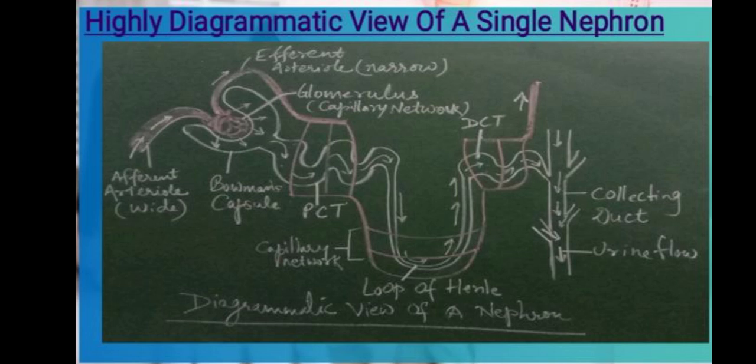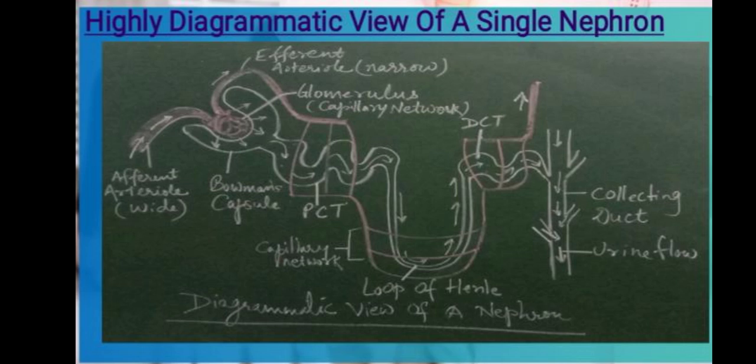This creates a high pressure situation due to which the content of the blood, including plasma and other useful substances plus nitrogenous wastes, gets filtered into the anterior end of the renal tubule, which is called Bowman's capsule.